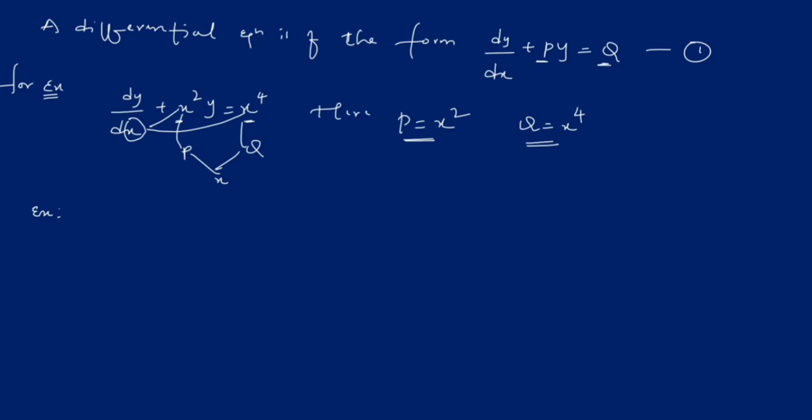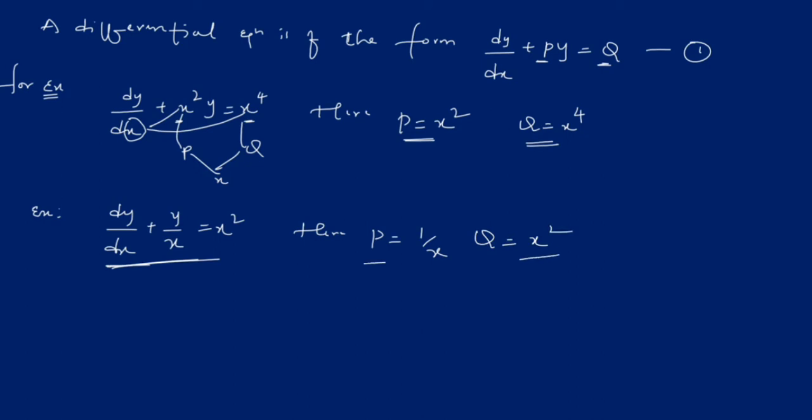dy by dx plus y upon x equals x square. See here also the values of p and q are functions of x only. So here p equals 1 upon x. Now in the standard form, dy by dx plus py, p means 1 by x and the value of q is x square. Again, both are functions of x only. These are the examples.